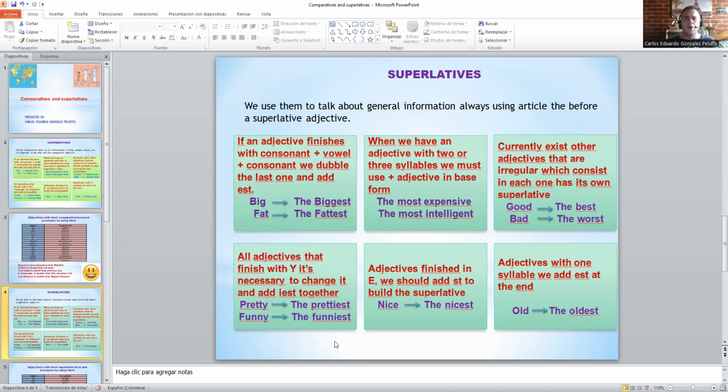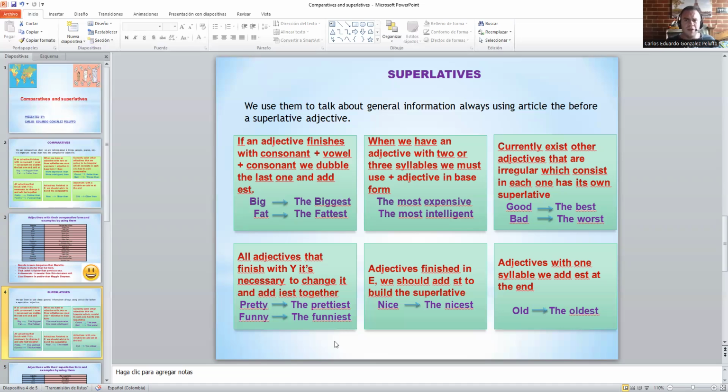Another rule: if an adjective has two or more, three or more syllables, we use the most: the most expensive, the most dangerous, because we're being more general. The adjective doesn't change. The most expensive, the tallest, always with the article the. Don't forget to use the article the if you want to use superlatives. The biggest person, the tallest building, the most expensive cell phone.